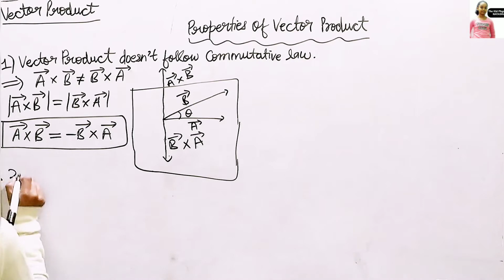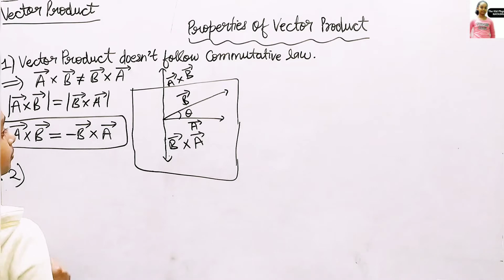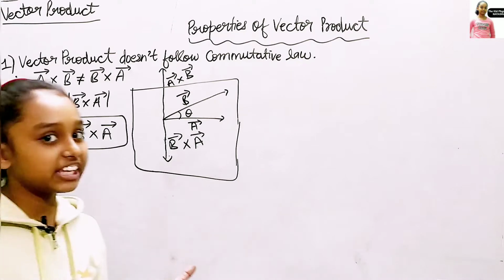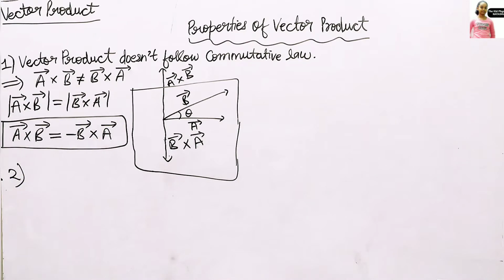Second property. So wait a second. Let me just check the camera. Okay, so this camera is not blur. Yeah, so let's continue.